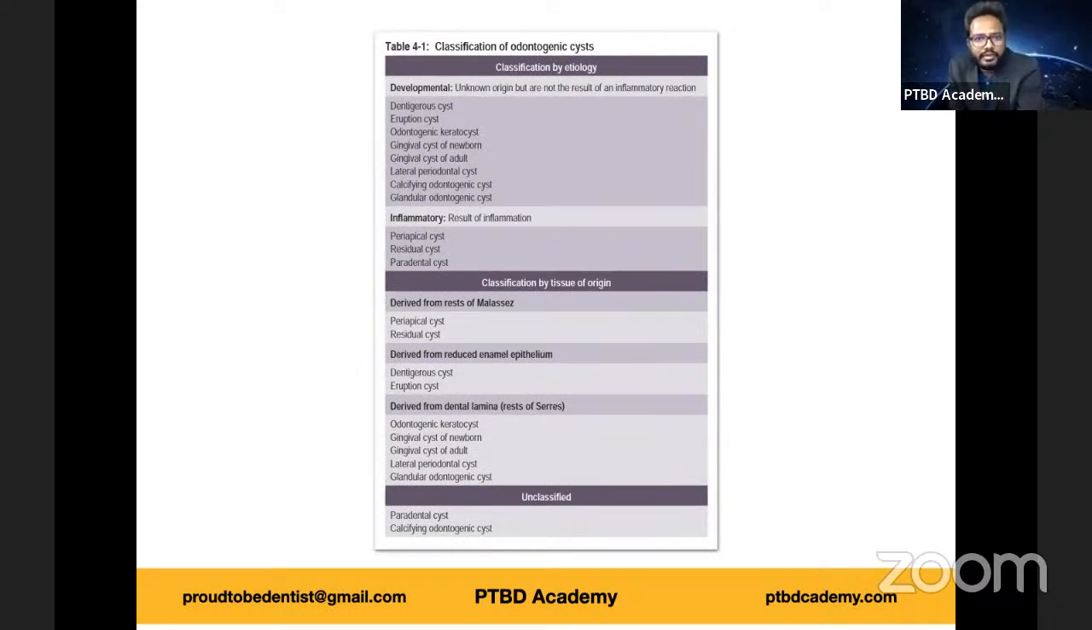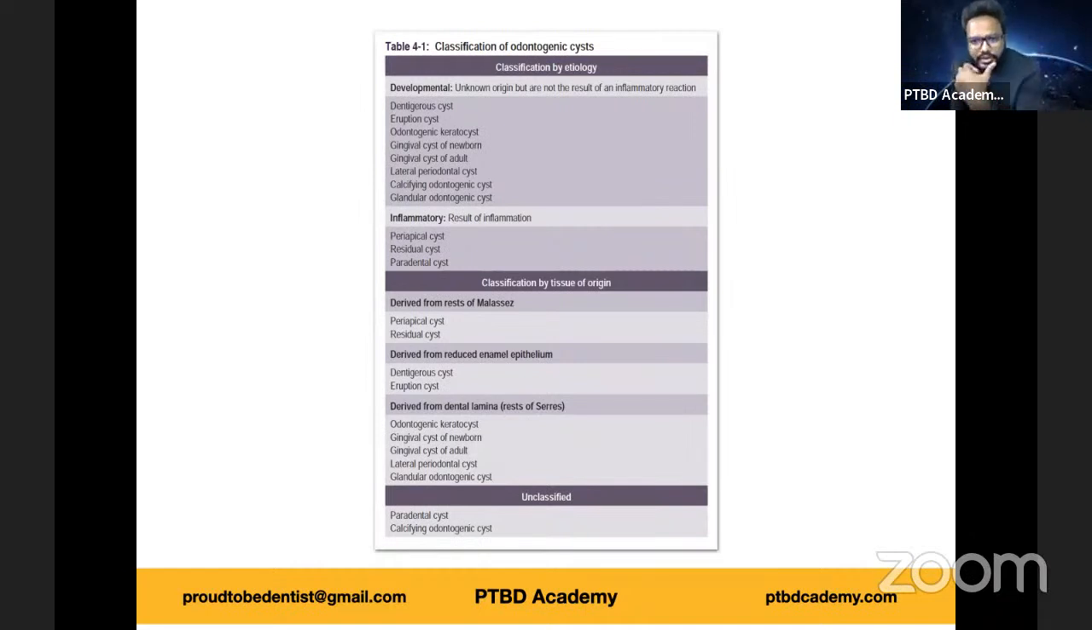So you can see the classification of odontogenic cysts. You can see various developmental and inflammatory cysts. These are based on the etiology, right? In fact, buccal bifurcation cysts have also been categorized by WHO as inflammatory cysts.